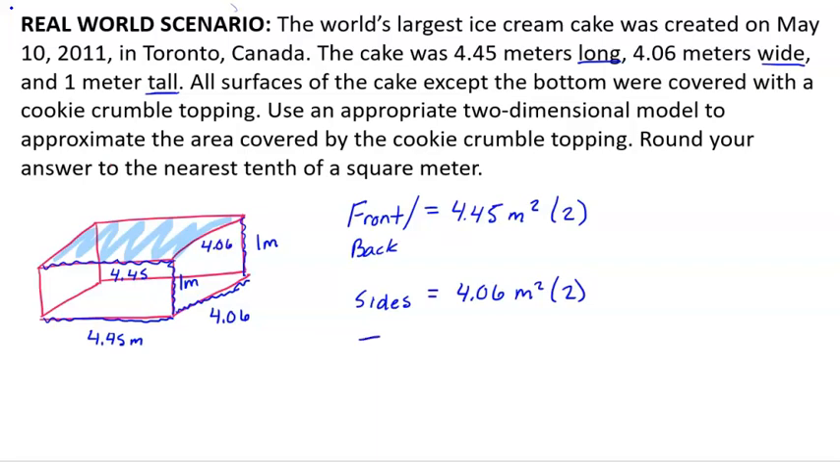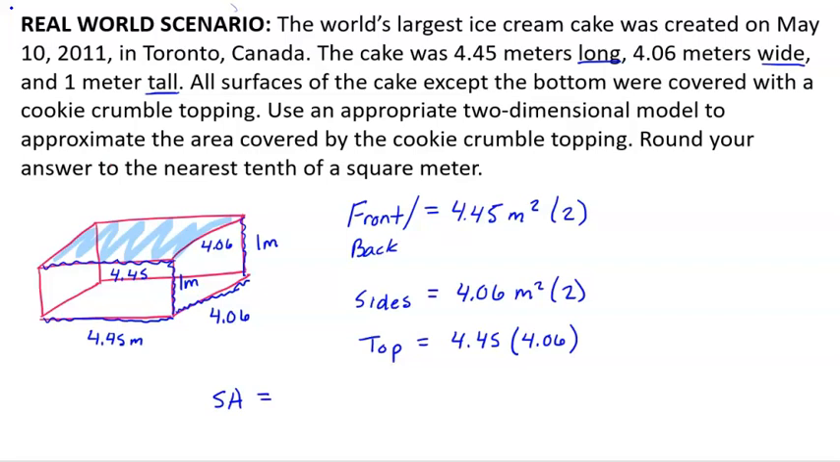And so the topping is going to be 4.45 times 4.06. And so don't be afraid to just take surface area piece by piece, especially if you're missing one of the sides, say that you're missing the top or missing the bottom, and you're not feeling quite comfortable with using formulas that are given to you, just take it piece by piece.